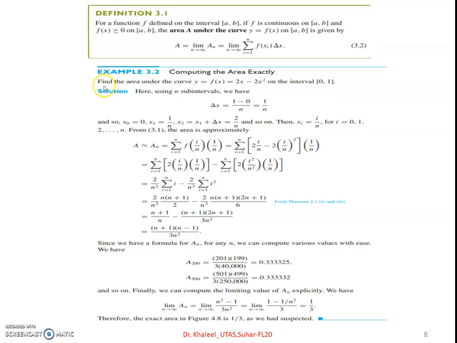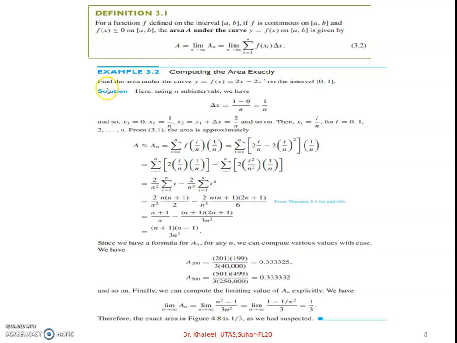So the definition here is that if you want to find the area A under the curve, it is given by this, it is nothing but the limit of An as n tending to infinity. That means we are not fixing it for 10, 20. We are increasing it to a very large number. Finding the limit of this is nothing but finding the area itself.